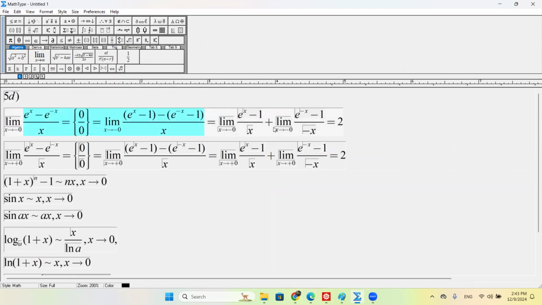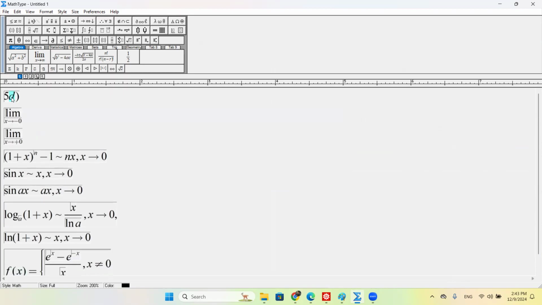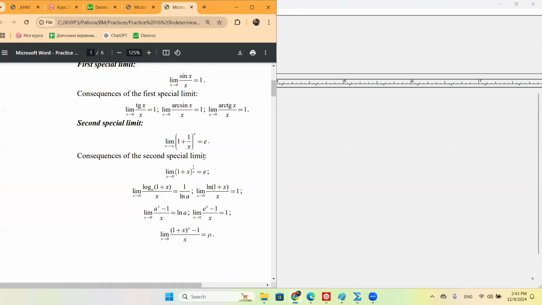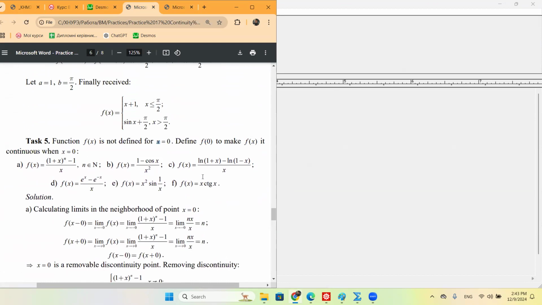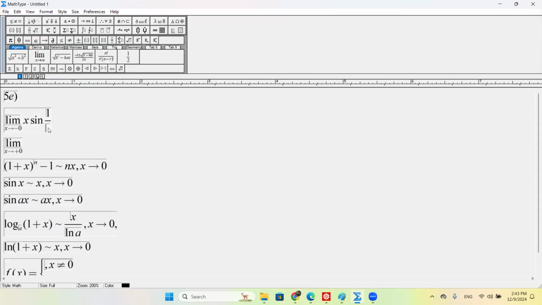Okay, if no questions, we will solve one more example, and after that part F will be your home task, but it's quite simple, x by cotangent, so you will solve it. But this is the interesting part: x by sine of 1 over x to the power of 2.